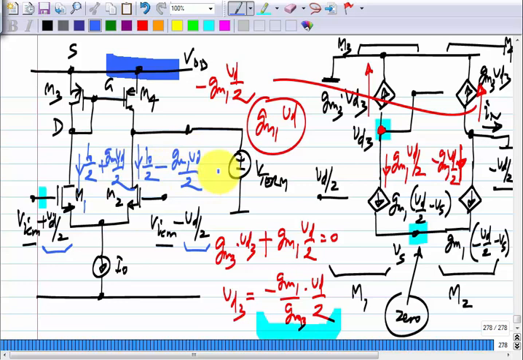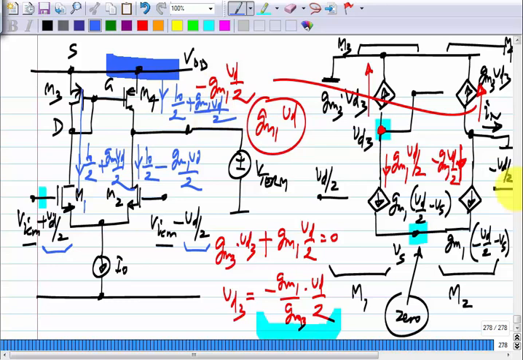What kind of structure is M3 and M4? What is M3 and M4? M3 is not a current source by any means, it is a current mirror, right. So, if you push this current into a current mirror, what will you get on the other side? Same. So, this is I0 by 2 plus Gm1 Vd by 2.